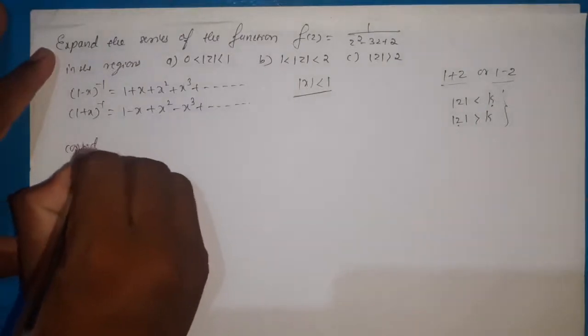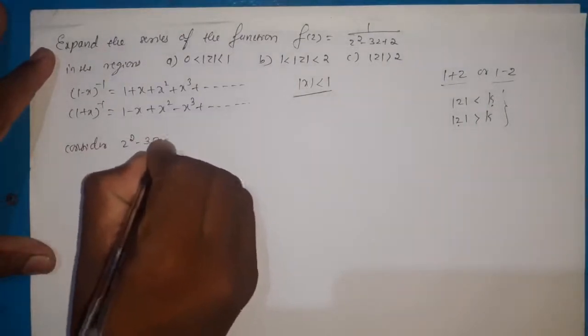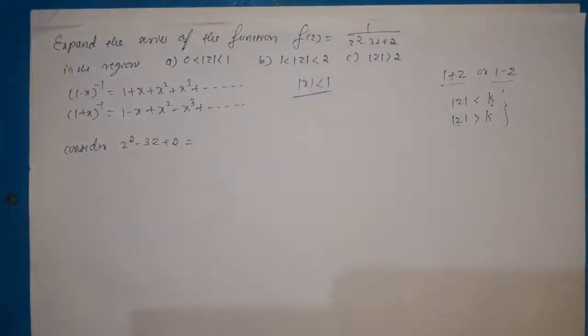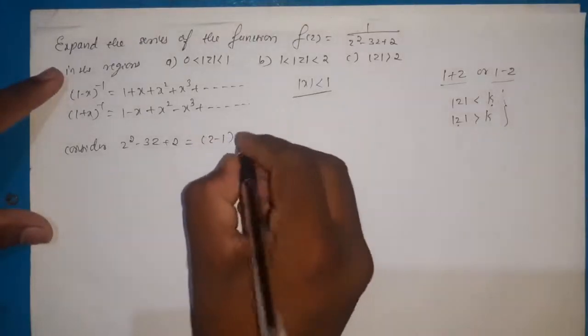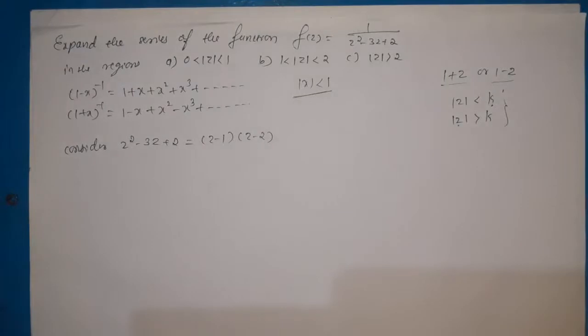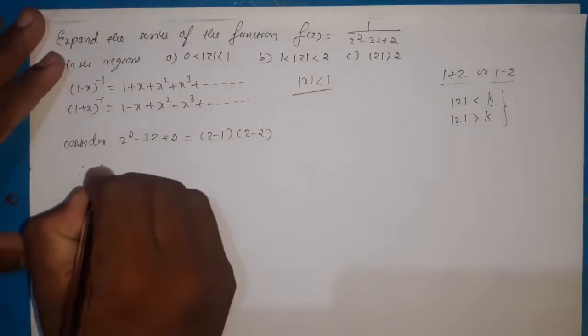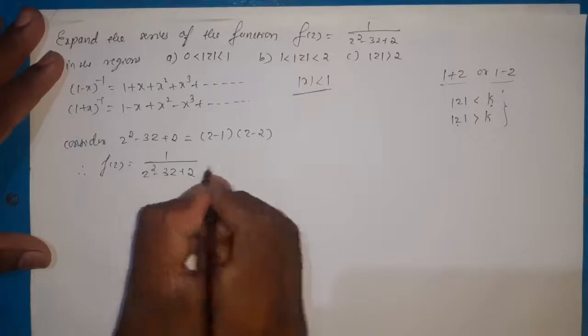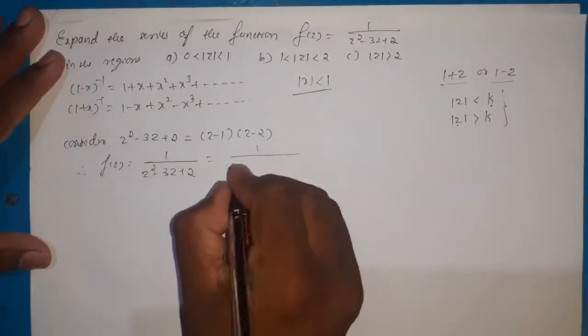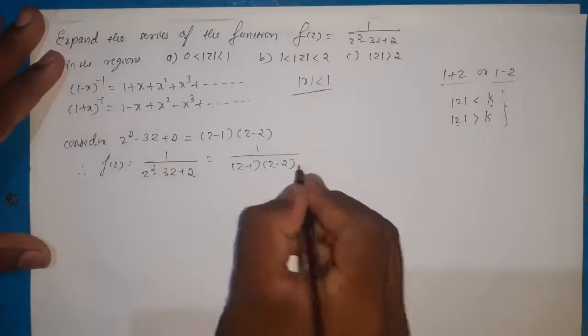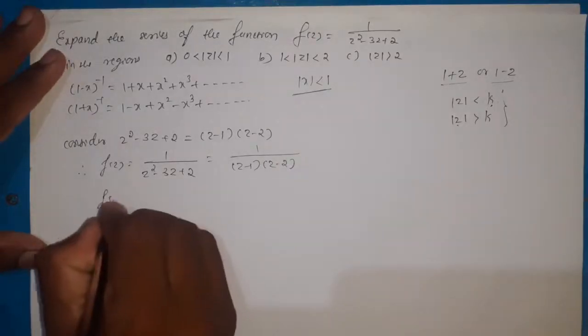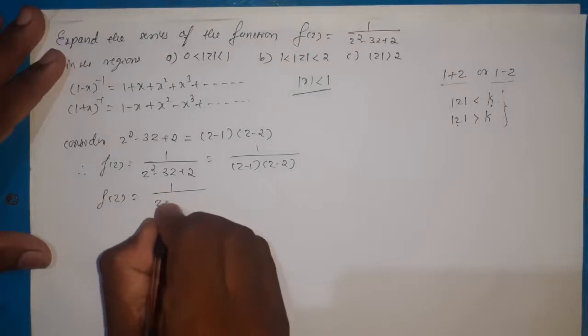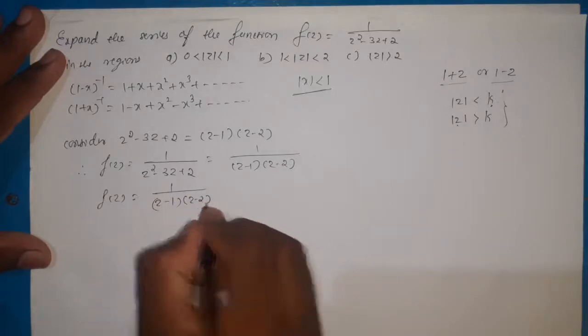So now let us consider the function. Now consider z square minus 3z plus 2. So this can be written as z minus 1 into z minus 2. So these two are the factors of that quadratic equation. Therefore f of z is equal to 1 divided by z square minus 3z plus 2, which is equal to 1 by (z minus 1)(z minus 2).